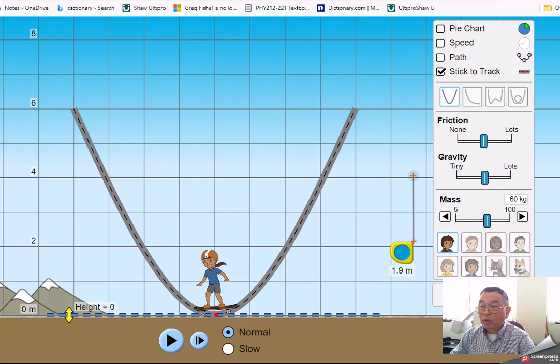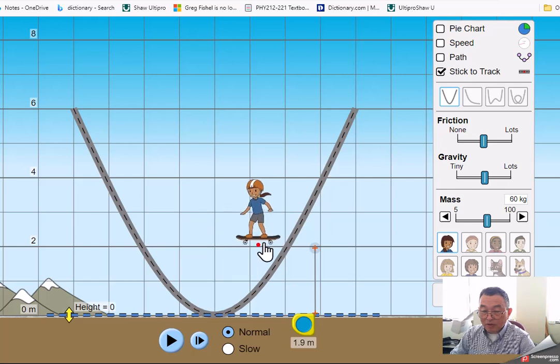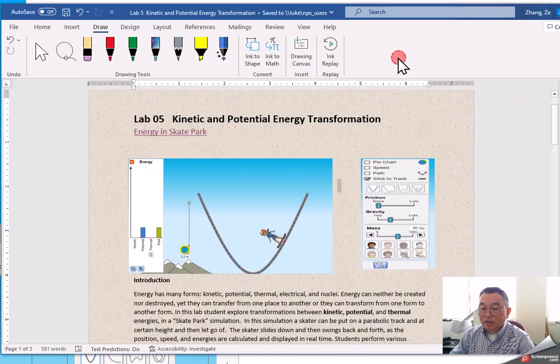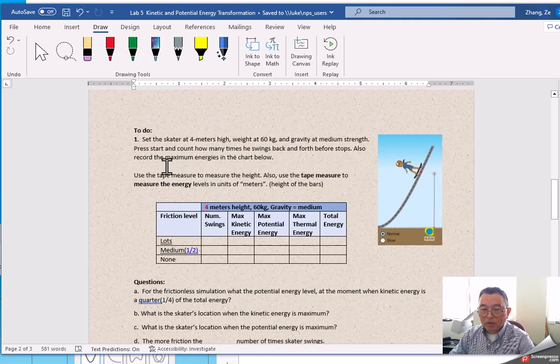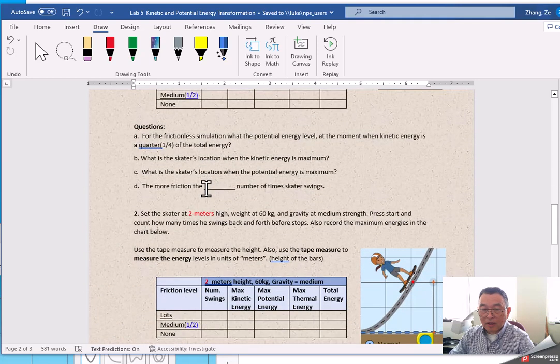So what you actually do is play with this. You can adjust frictions, and you can adjust the starting height using these meters. You go by these red dots, and then you do two simulations. Of course, I always put everything to do. The first one starts from 4 meters high, 60 grams, and gravity at medium, and then do this.